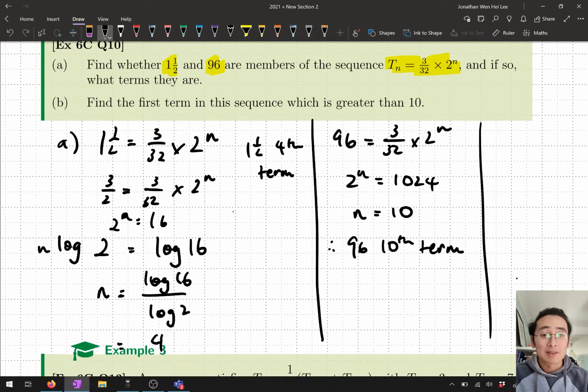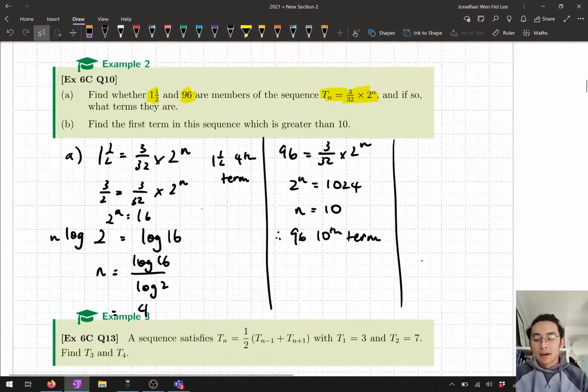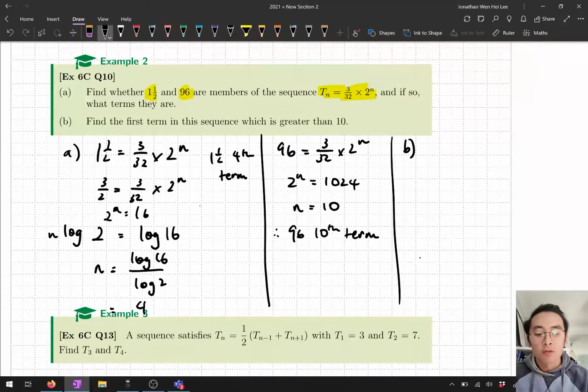If you want to check if these terms are in your sequence, all you're doing is just substituting these into Tn and trying to find if there's an integer value of n that works. So there we go. Okay, part B. Find the first term in the sequence which is greater than 10.